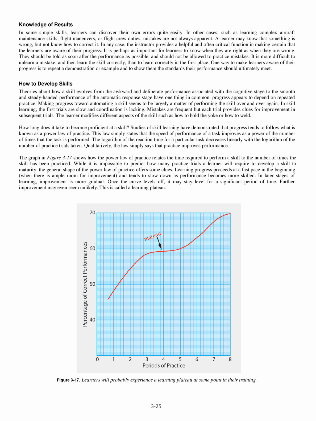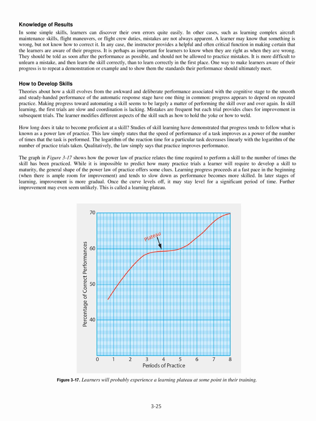How long does it take to become proficient at a skill? Studies of skill learning have demonstrated that progress tends to follow what is known as a power law of practice. This law simply states that the speed of performance of a task improves as a power of the number of times that the task is performed. The logarithm of the reaction time for a particular task decreases linearly with the logarithm of the number of practice trials taken. Qualitatively, the law simply says that practice improves performance.